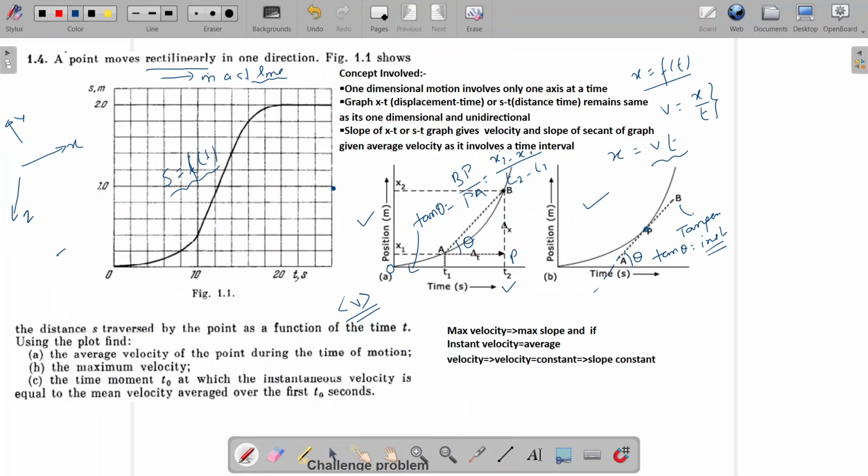Now, whenever the maximum velocity is involved, you have to find the point at which we get the maximum slope. If I say the instantaneous velocity is equal to the average velocity, that means at a particular point the velocity is constant, because if the velocity is constant, the slope will be constant, and in that case the slope of the secant will be the slope of the tangent.